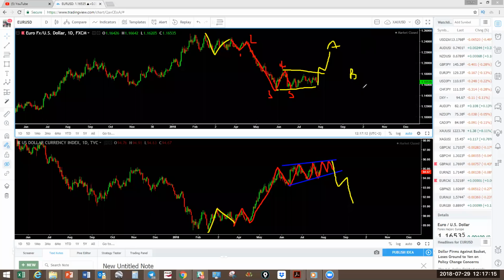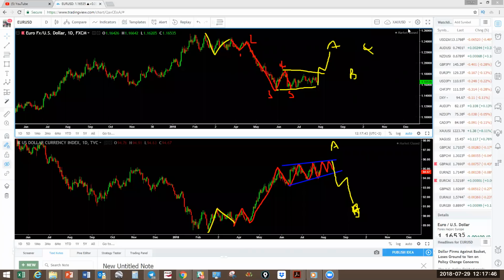ABC move here. Okay, so similarly here, this will be making a possible ABC move. Like, so this is actually your A move, and this will be your B move here, and we'll be looking for a C to the upside. Very, very clear. So this is how market correlation can help you. You can see one structure from one pair much better than from the other pair. Okay, all right.